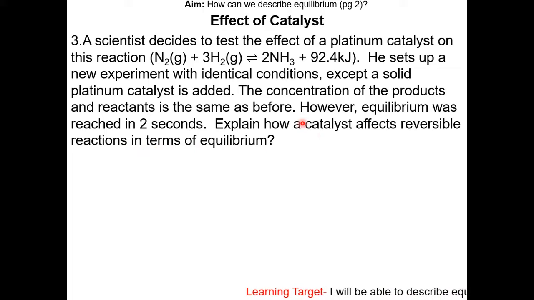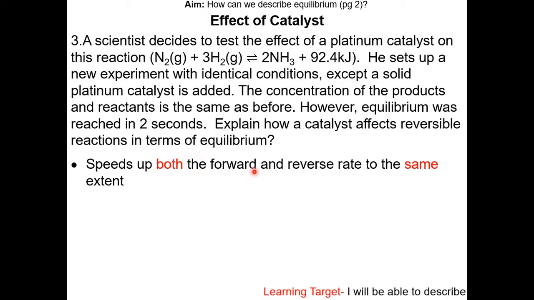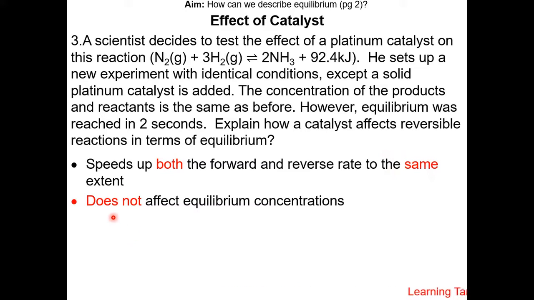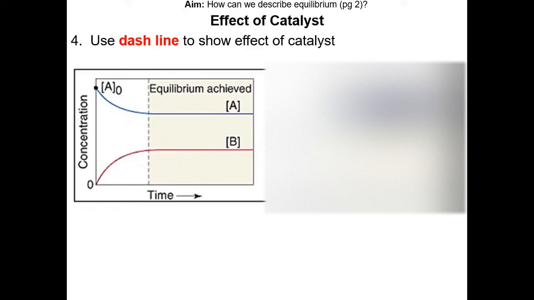From the passage, adding a catalyst caused the equilibrium to be reached in 2 seconds. From the graph, without the catalyst, equilibrium was reached in 5 seconds. Therefore, adding a catalyst speeds up both the forward and reverse rate to the same extent. In addition, adding a catalyst does not affect the equilibrium concentration, which is the same as before.